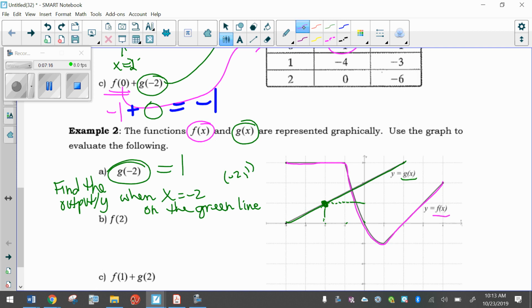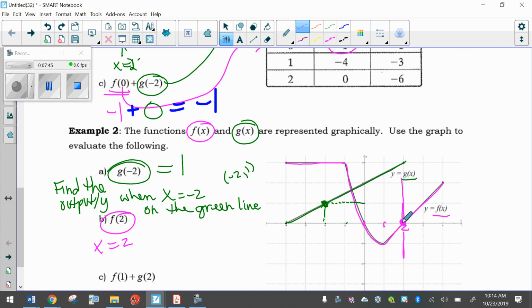So I'll get my purple. I need to find my y value when x is 2, and I've got to be on the purple graph. So I'm going to go over to where x is 2. Here's the origin, here's 1, here's 2. Then I'm going to go up and down the vertical line of 2 until I touch the purple graph.